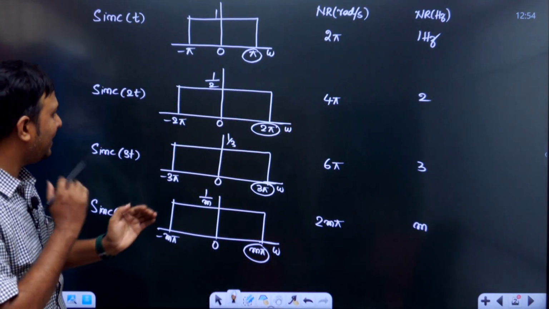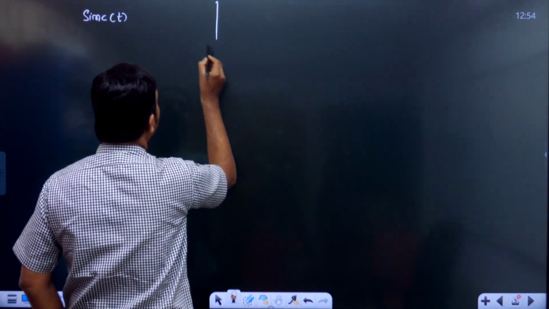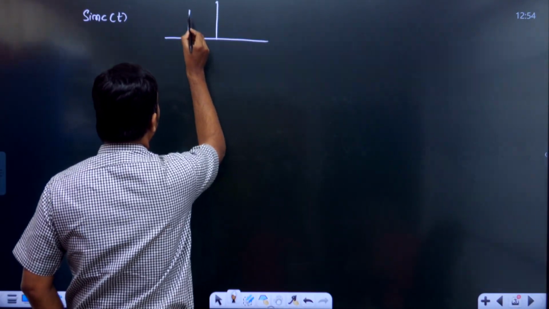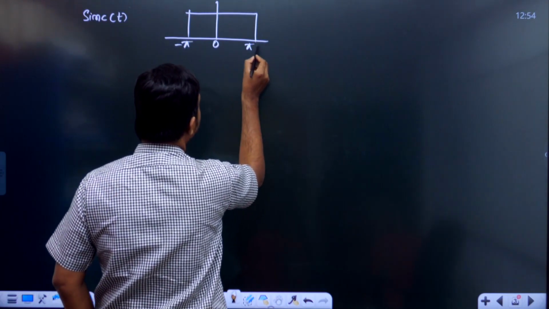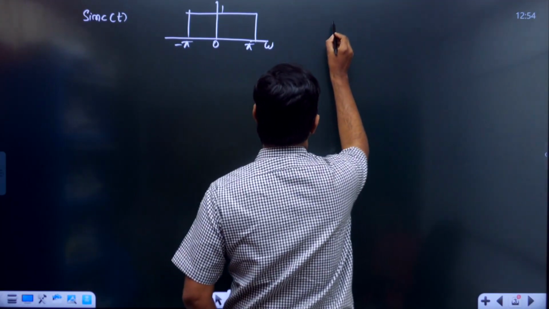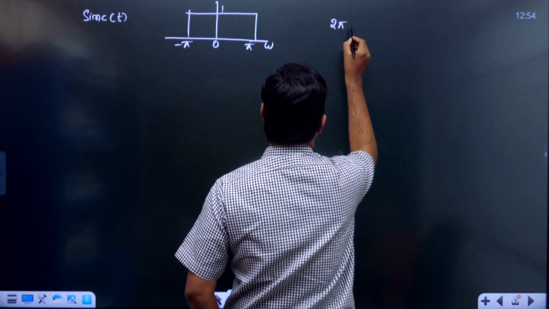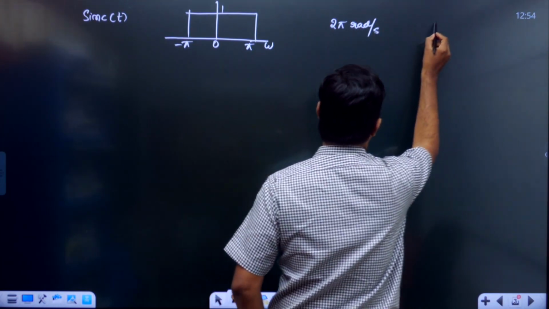Now let us extend this concept further. Again, if I ask you sinc t, just now we have seen, sinc t means, what is the Fourier transform? Rectangular pulse varying from minus π to π. So Nyquist rate in radians per second is 2π radians per second, or 1 hertz.